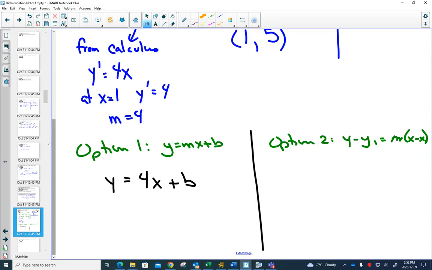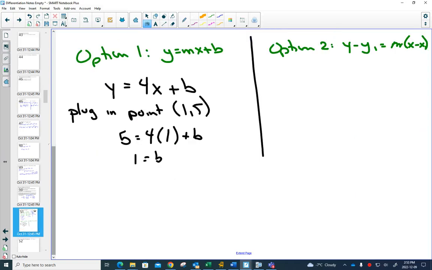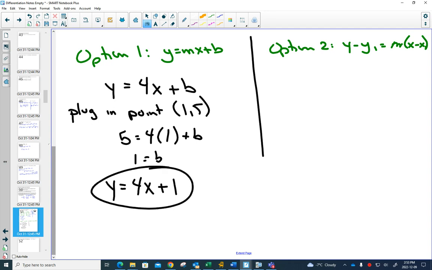But because you know a point, you can plug in that point 1, 5. You know that when y is 5, x is 1. And then it's not hard to solve for b. Once you have your slope and you have your y-intercept, you have your equation.